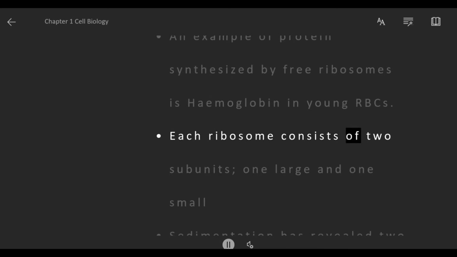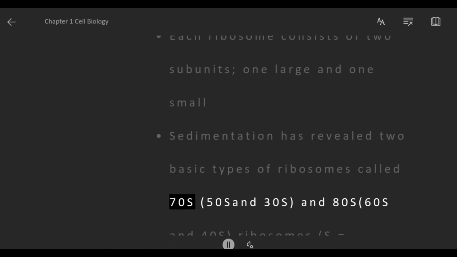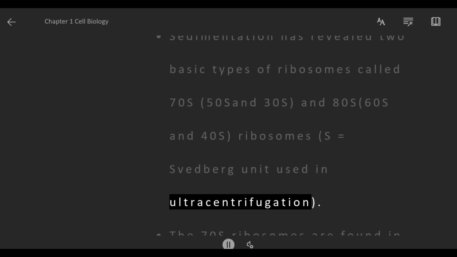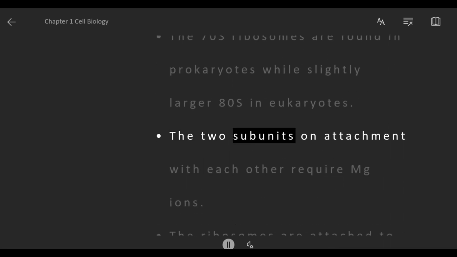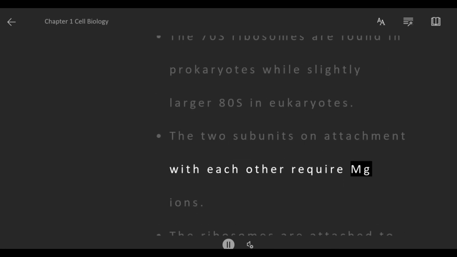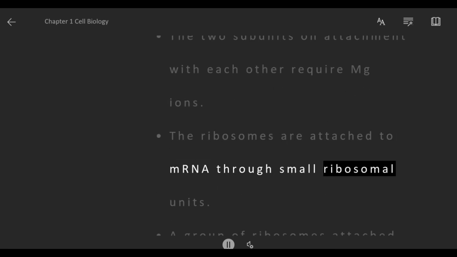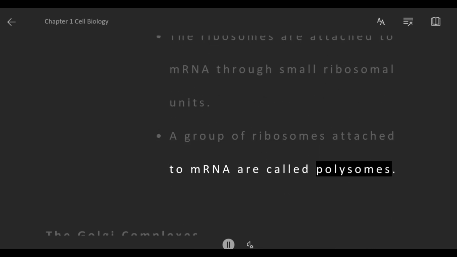Each ribosome consists of two subunits, one large and one small. Sedimentation has revealed two basic types of ribosomes called 70S, with 50S and 30S subunits, and 80S, with 60S and 40S subunits. S equals Svedberg unit, used in ultracentrifugation. The 70S ribosomes are found in prokaryotes while the slightly larger 80S are found in eukaryotes. The two subunits require Mg ions for attachment with each other. The ribosomes are attached to mRNA through small ribosomal units. A group of ribosomes attached to mRNA are called polysomes.